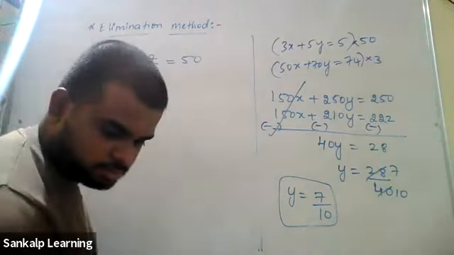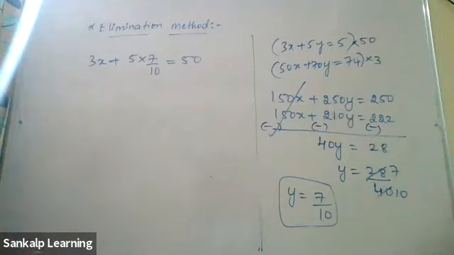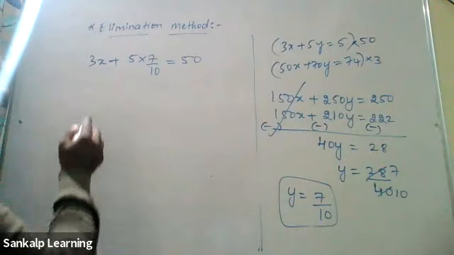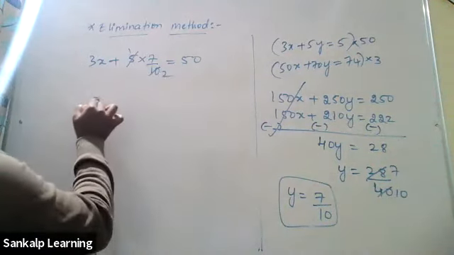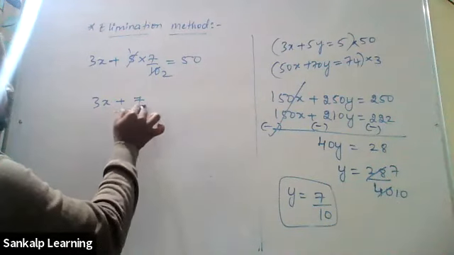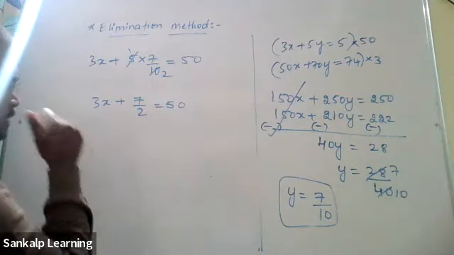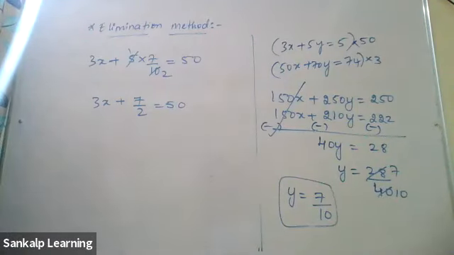Once again. Three x plus 5 into 7 by 10 equal to 50. Yeah, continue. Sir, 10, 5 ones are 5, twos are. Very good. 5 ones are 5, 5 twos are 10 so 3x plus 7 by 2 equals 50. What will be the next step? Sir, no, sir, I didn't take by 2. You left this 2. Yes, sir. Okay, now do it.